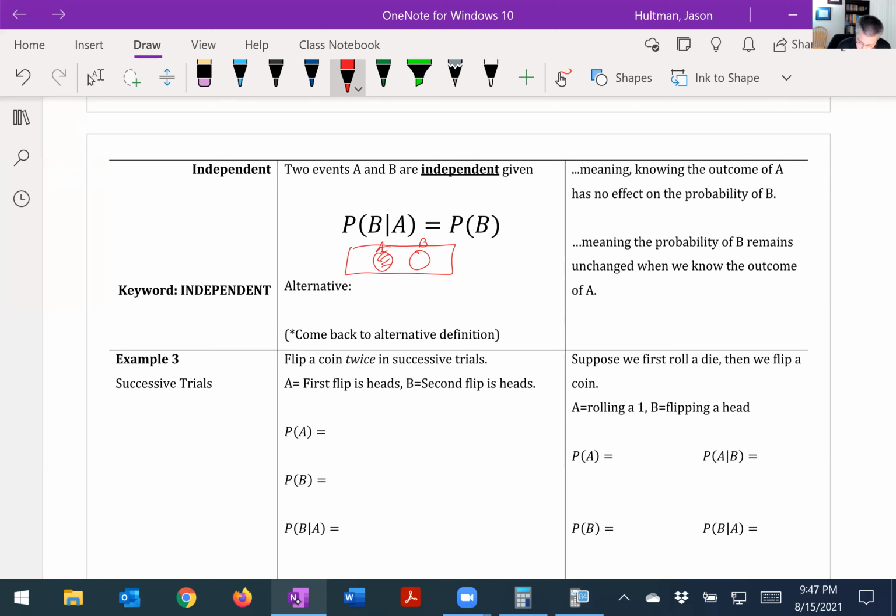So the alternative way of thinking about this is that the probability of A and B occurring is equal to the probability of A occurring times the probability of B occurring. We'll come back to the alternative definition. I'll show you how to derive that in a minute.